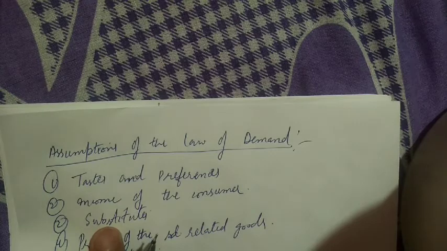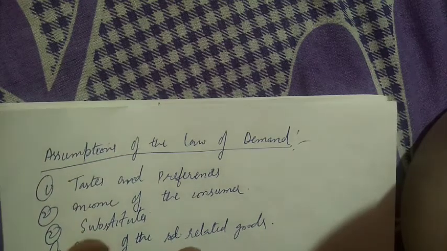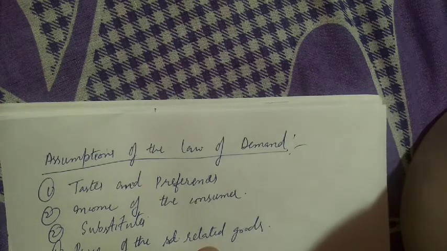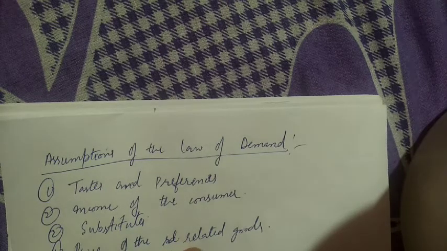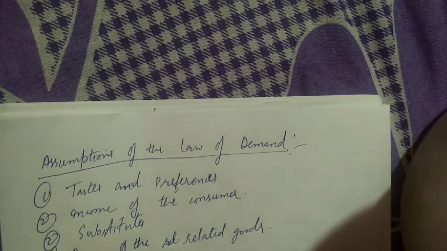It means there should not be any substitute of the commodity. Number four is the price of related goods. It means there should not be any change in the price of other products. There are certain more assumptions: there should not be any possibility of change in the price of the products being used, there should not be any change in the quality of the product, and the habits of the consumer should remain unchanged. So based on these conditions, the law of demand operates.